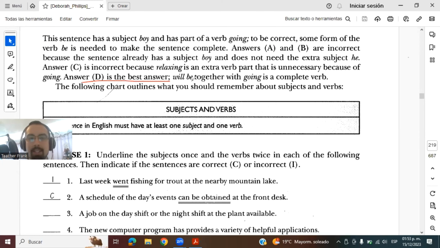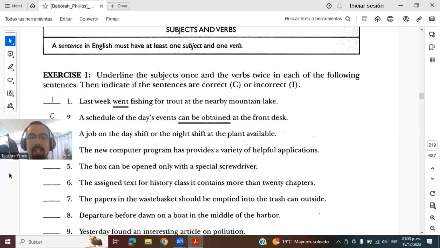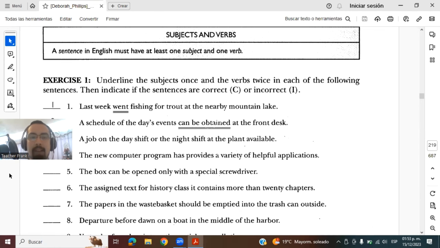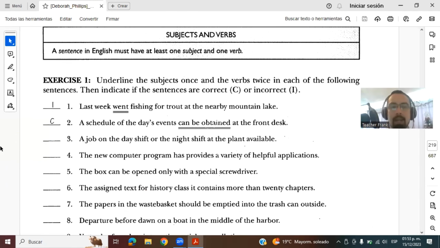D. The best answer is D. Will be together with going is a complete verb. Okay, so you're going to do this exercise next, which is subjects and verbs. A sentence in English must have at least one subject and one verb, right?